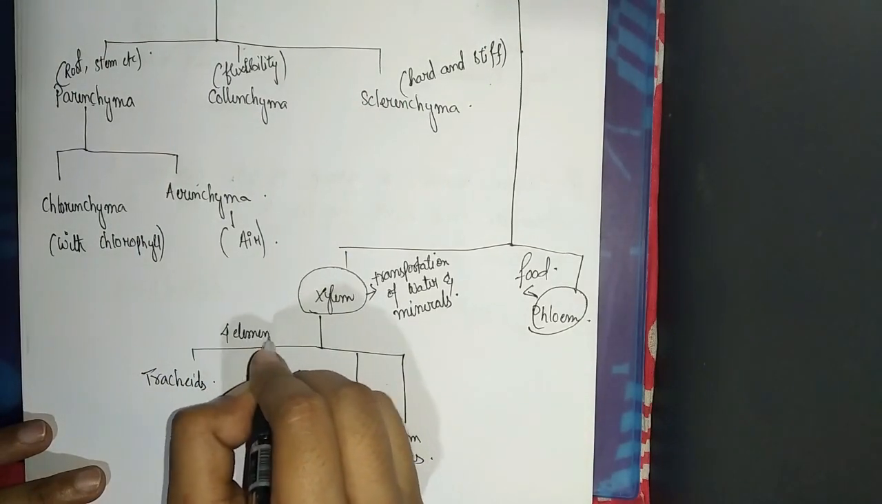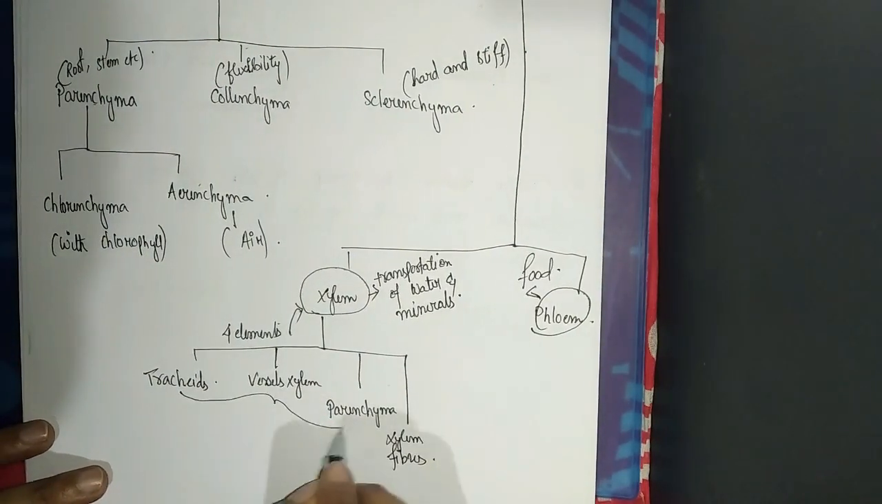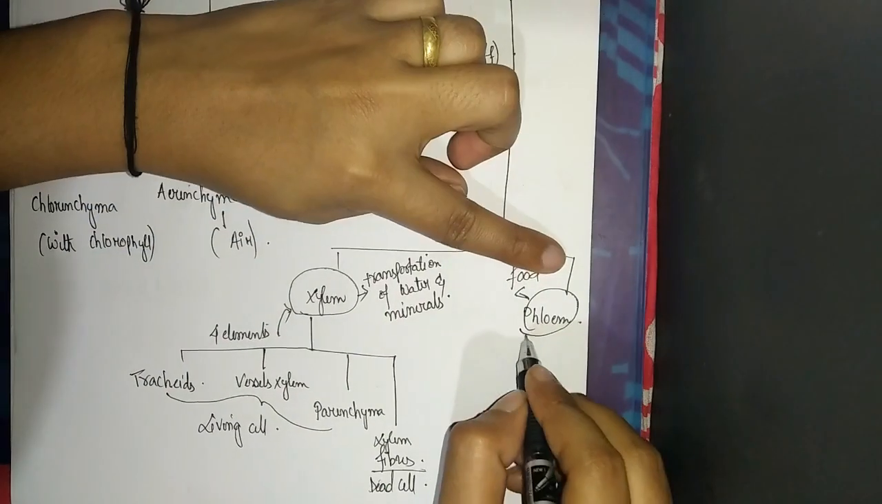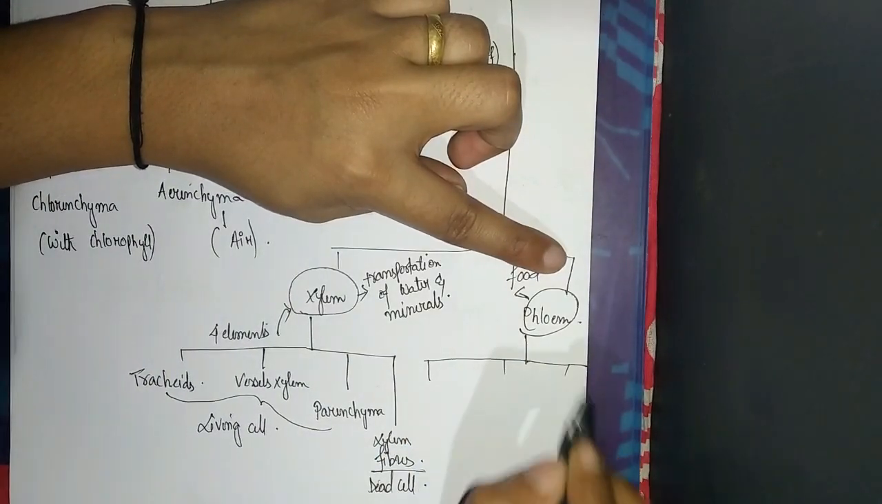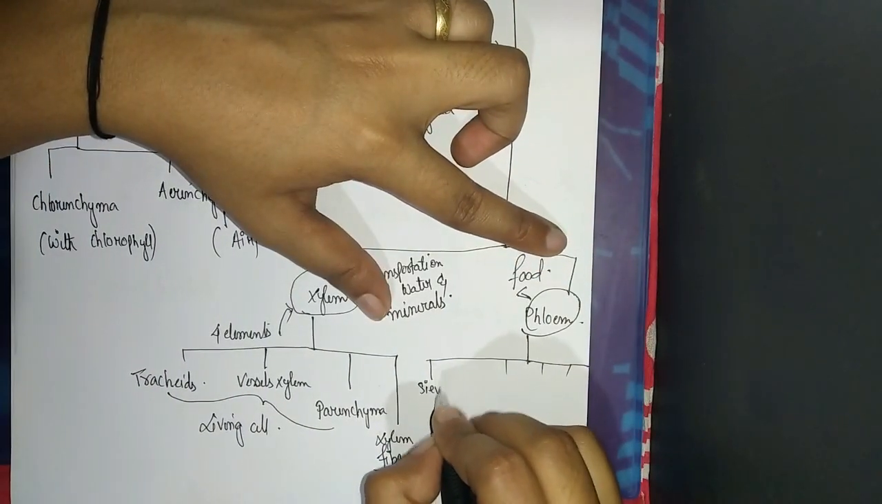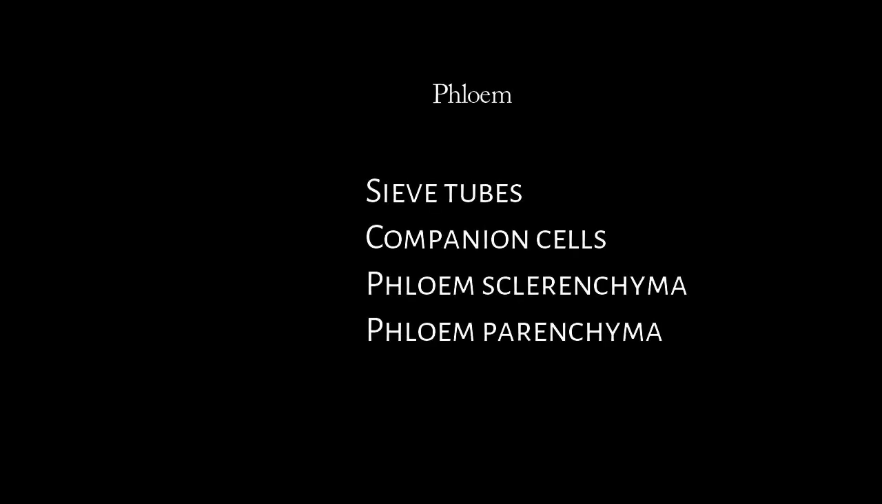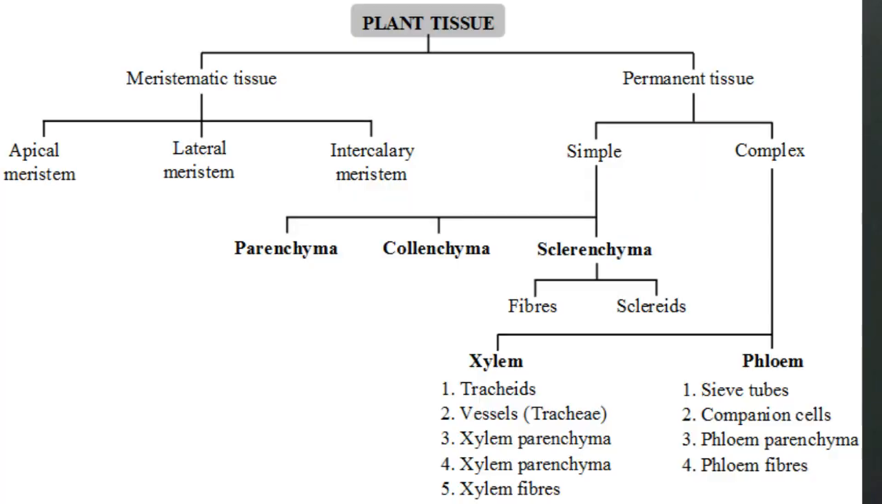And then the phloem. We know that phloem helps in the transportation of food from leaves to different parts of the body, means different parts of the plant. So this phloem is also made up of four different types of elements, that is sieve tube, companion cell, phloem sclerenchyma and phloem parenchyma. So these four components help in forming this phloem tissue. So these are the different types of plant tissue which are present in the plant.